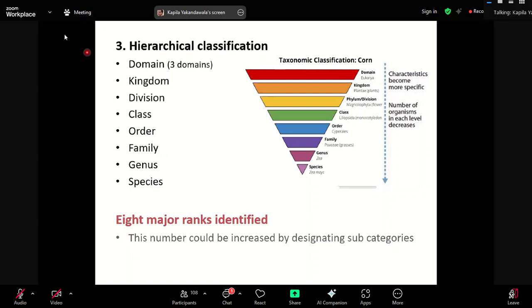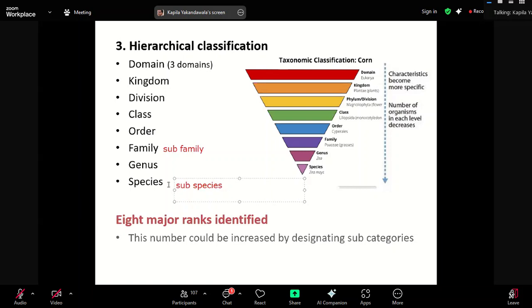So this is the order: domain, kingdom, division, class, order, family, genus, species. You have to remember this order by heart. So 8 major ranks were identified. And if you want to increase the number, you can do so by adding subcategories. As an example, under family you can add subfamily, right? Under species, you can add subspecies.